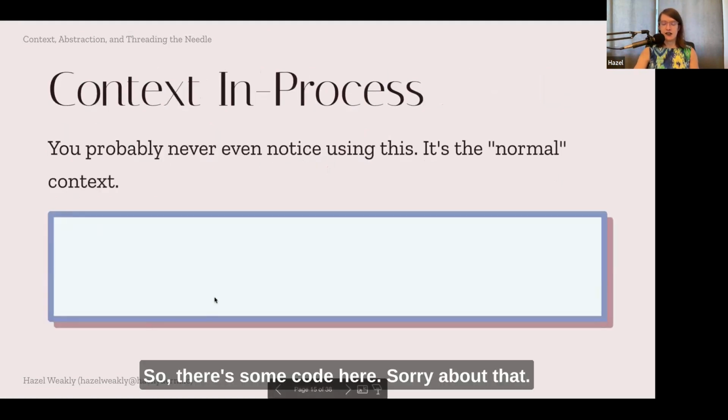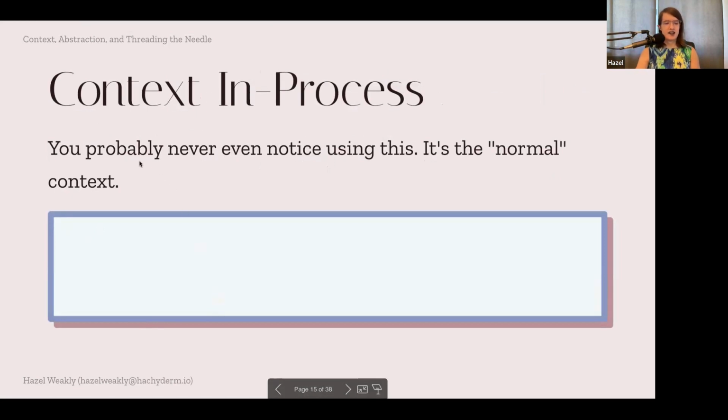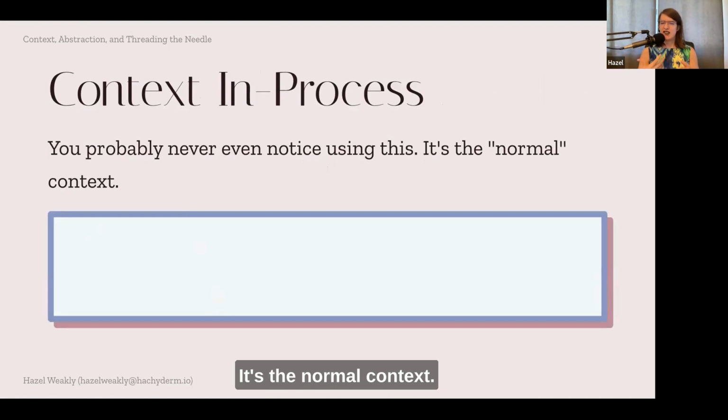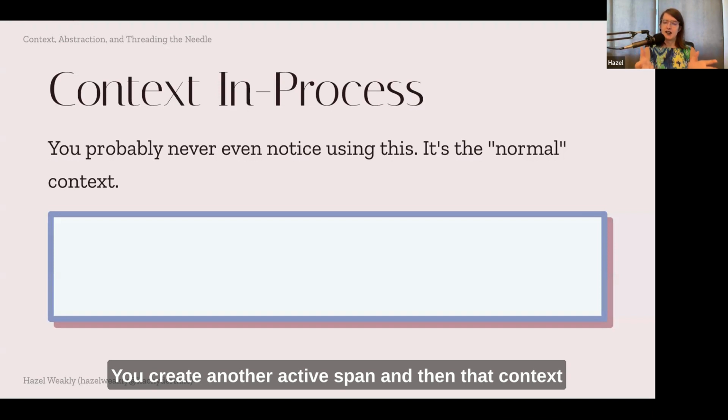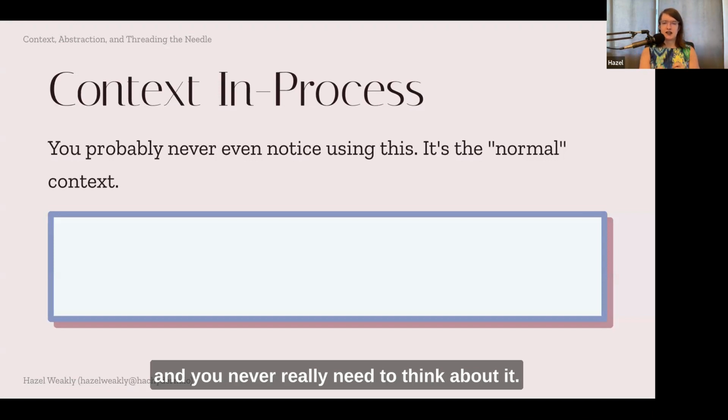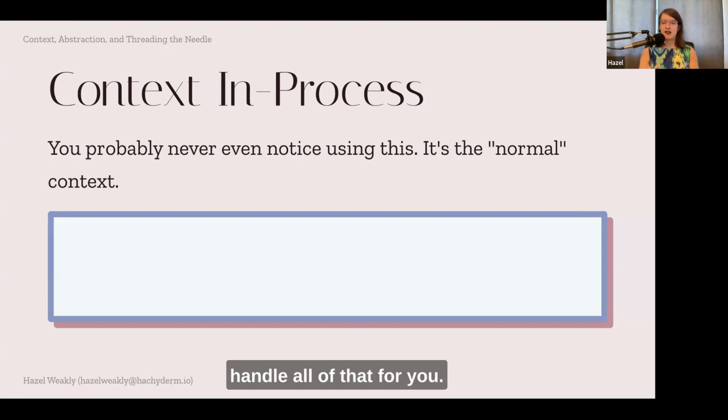So there's some code here. You've probably never even noticed context in process. It's the normal context. It's very typical, very standard. And this is what you see in the documentation. This is the in-process context. You create an active span, and then in that active span, you do some work. You create another active span, and then that context that links the two actually happens pretty much automatically, and you never really need to think about it. The library and the SDK will handle all of that for you.